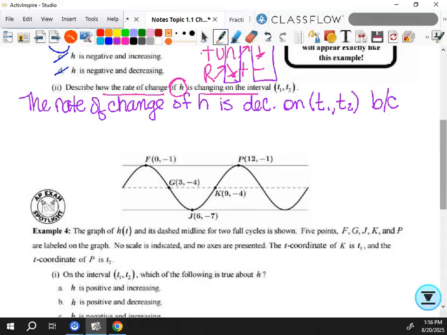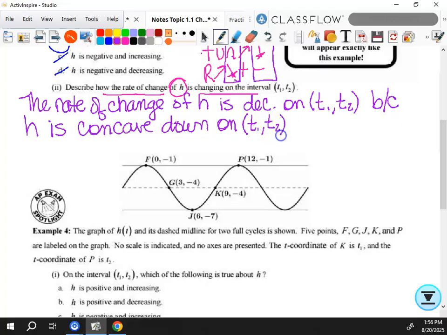And I can't say it. If you're writing out an explanation and you put the word it, you better go back in there and figure out what it is and replace the word it with that. It can get you in a lot of trouble, right? So because, not it, but because H is, and the reason I know that the rate of change is decreasing is because H is concave down. Now, is H always concave down? No. So again, I have to say on T1 to T2.